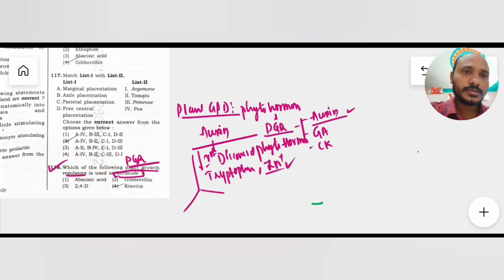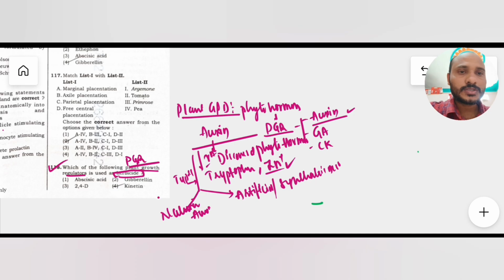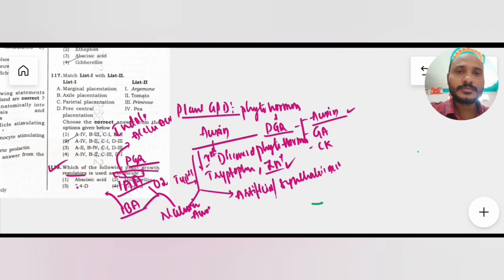Now the types of auxins. Generally, there are two types: natural auxins, and artificial or synthetic auxins. In natural, there are two types: indole acetic acid, IAA, and indole butyric acid, IBA. Both indole acetic acid and indole butyric acid are natural auxins.